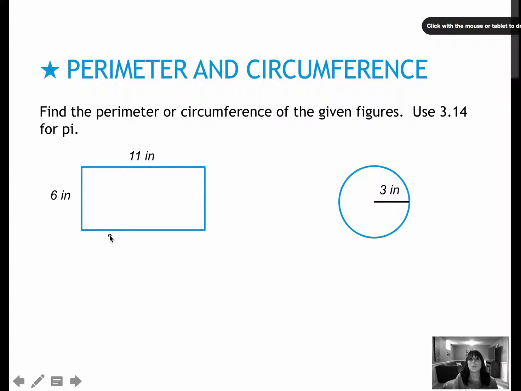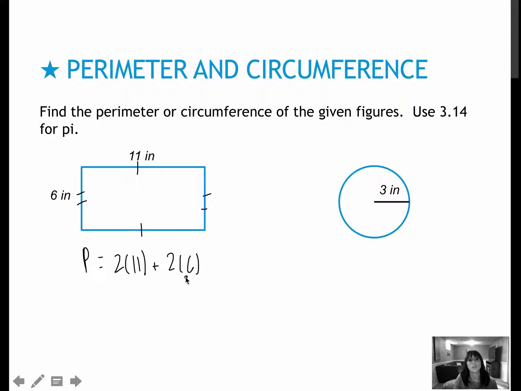For the first, we have a rectangle, so we have these 2 sides congruent and these 2 sides congruent. So of course, to find the perimeter, I would take 2 times 11 plus 2 times 6, because there's 2 of each, which is 22 and 12, and that would give me 34 inches. So the perimeter of that rectangle is 34 inches.